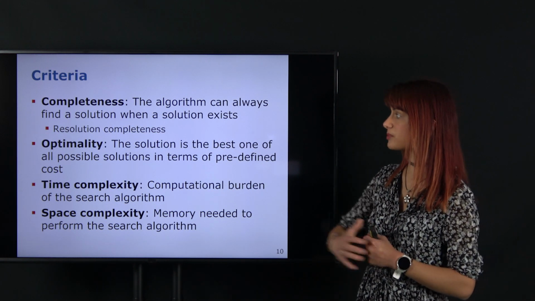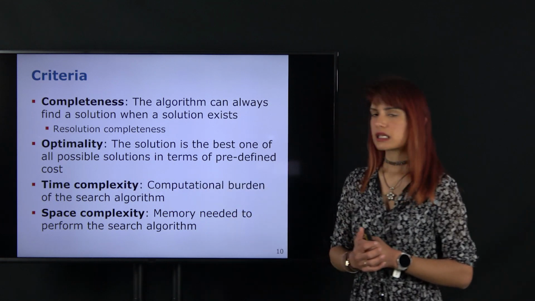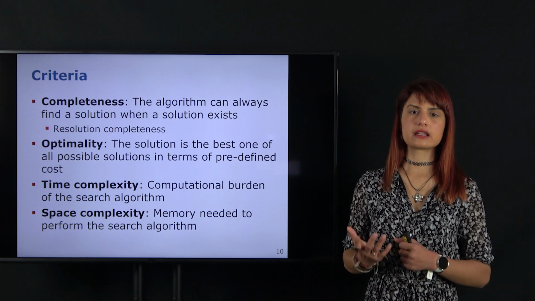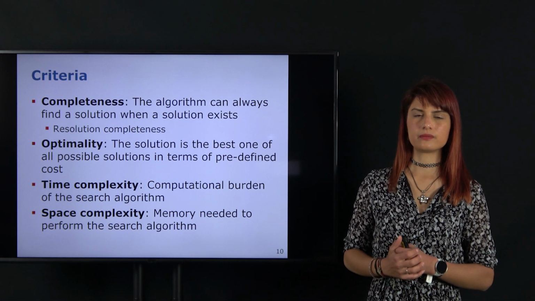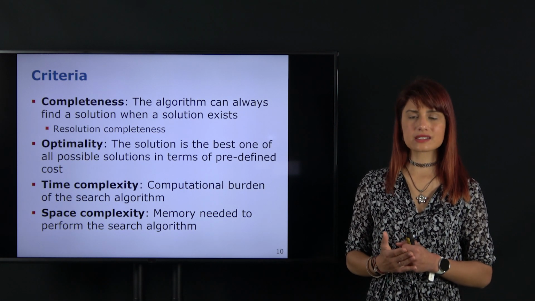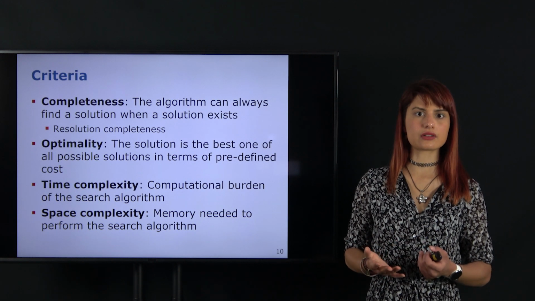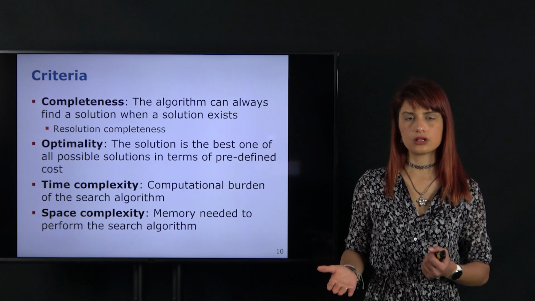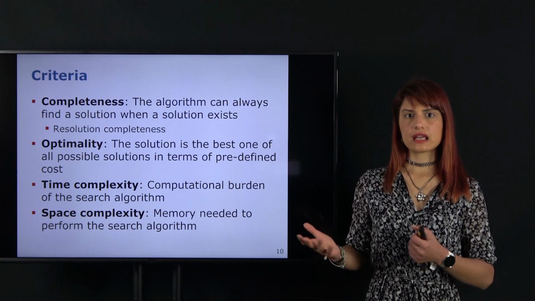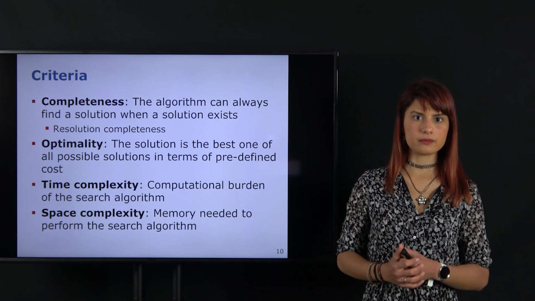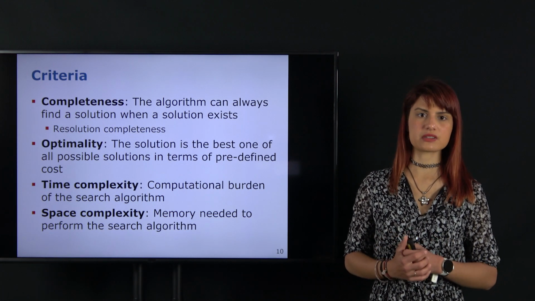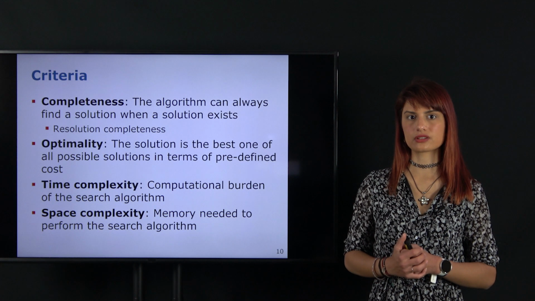Another concept is optimality. Can our algorithm deliver the best possible solution given a specific objective? So in classical path planning, does our algorithm give us the shortest possible path from the start to the goal, or does it just give us a path which may not be optimal? We also need to ask ourselves, do we need the best path, or do we just need a solution?